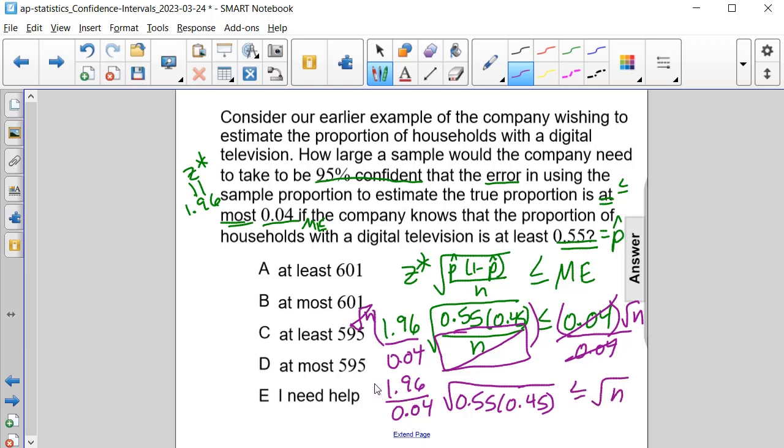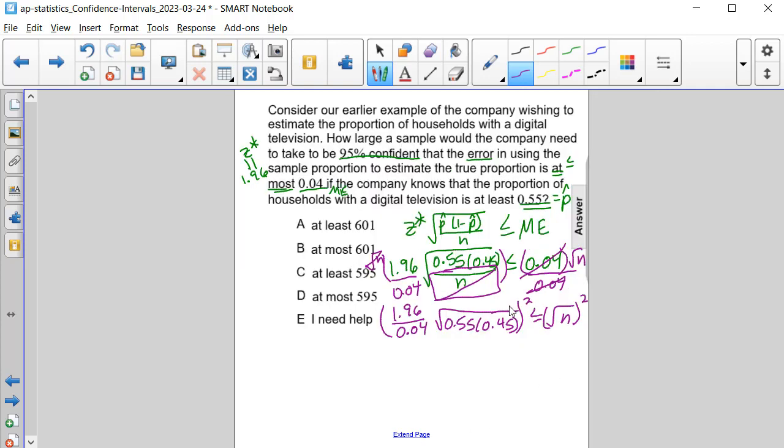And now we can square both sides of our inequality. Then we're going to have to distribute the square through to both terms, so we'll have 1.96 divided by 4/100ths, quantity squared. Now the squaring undoes the square root, so we just have 55/100ths times 45/100ths, and that's going to be less than or equal to n. And now we can substitute this expression into our calculators and get an answer.